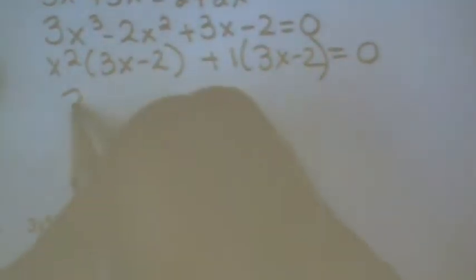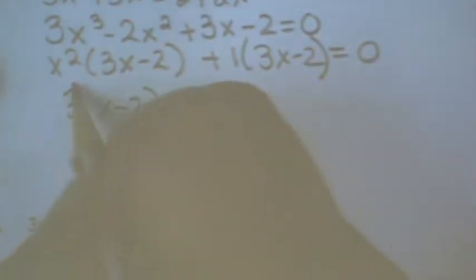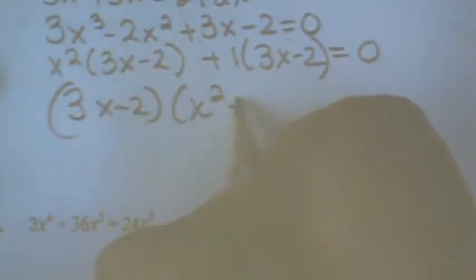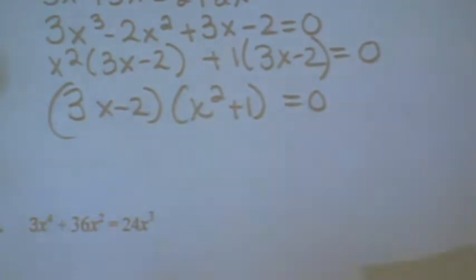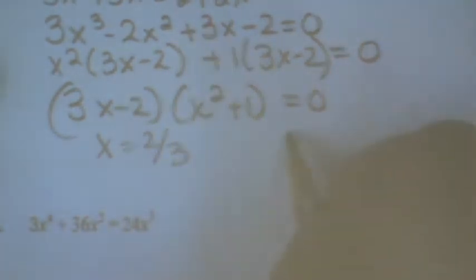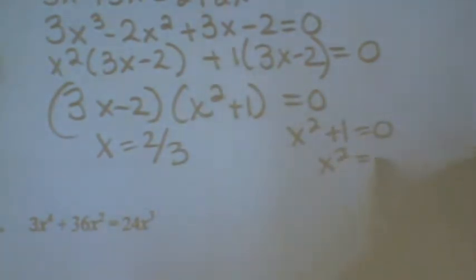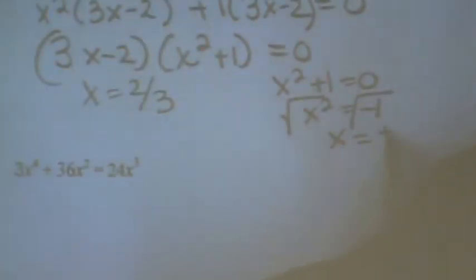So you have 3x minus 2 times x squared plus 1. So one of your answers is 2/3, and this one you're going to set equal to 0, subtract 1, square root of both sides, and you get plus or minus i. So the three answers are 2/3 and plus or minus i.